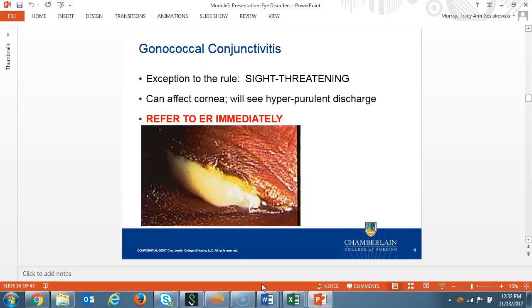There's one exception to the rule in regards to the effectiveness of antibiotic drops for all bacterial conjunctivitis cases, and the exception is gonococcal infections. Gonococcal conjunctivitis is sight-threatening because it can affect the cornea, so patients should be sent to the ER immediately. Gonococcal conjunctivitis is associated with hyperpurulent discharge.